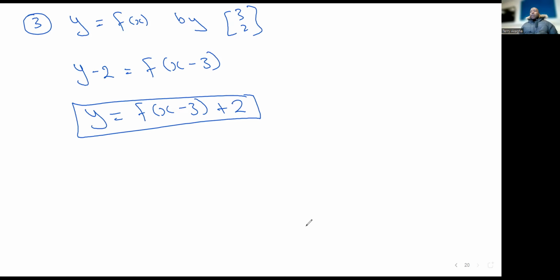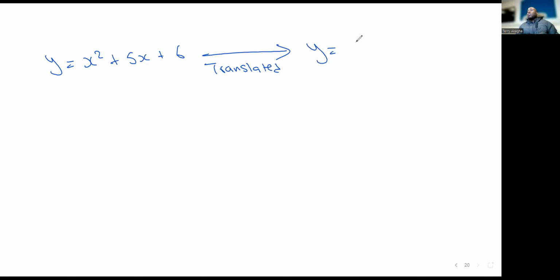Good. Now, let's make it a little bit more interesting. Say I'm giving you a particular quadratic equation, y is equal to, I'm just saying something from my head, x squared plus 5x plus 6, and I told you that it was translated, and it gave me y is equal to 2x squared plus 6x plus 7, something like this.